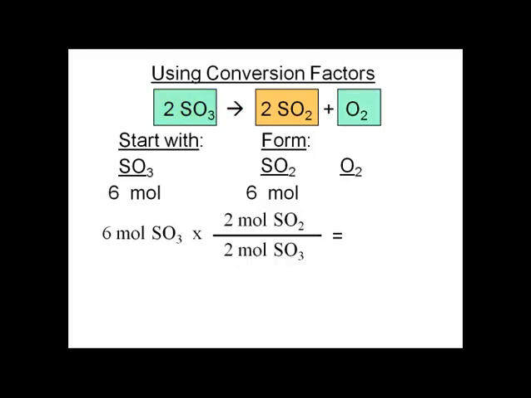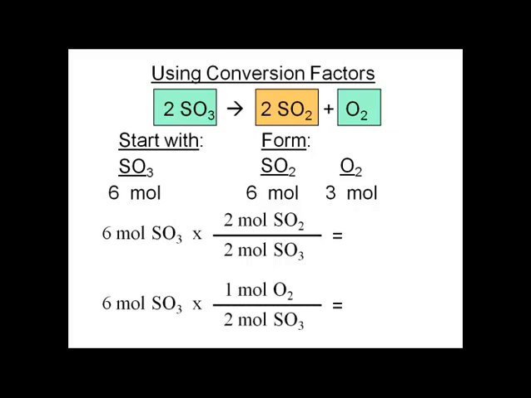If we are interested in forming O2, we look at the coefficients in front of SO3 and O2. This would be a 1 to 2 ratio. Starting with 6 moles of SO3 and applying the conversion factor, we form 3 moles of O2.